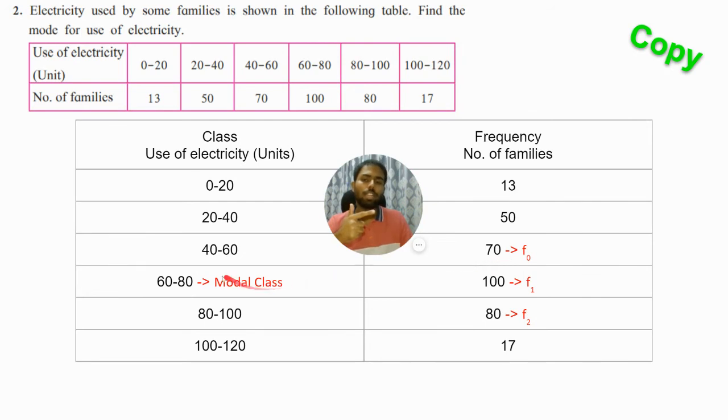What is capital L? Modal class का जो lower class limit होता है that is capital L, right? So यहाँ पे छोटा number कौन सा है? Left side का number 60. So capital L will be 60 and h क्या होगा? Modal class को subtract करना है. So 80 minus 60 will be 20. So small h is 20.